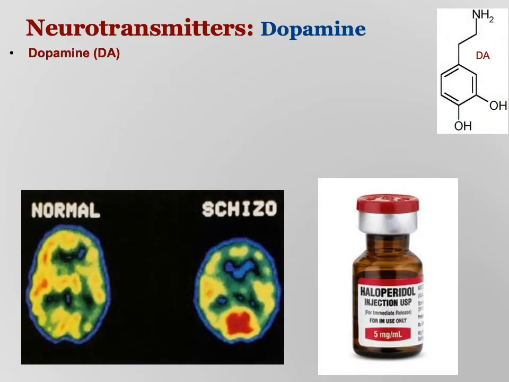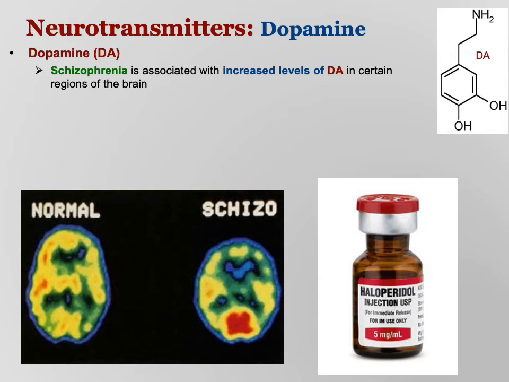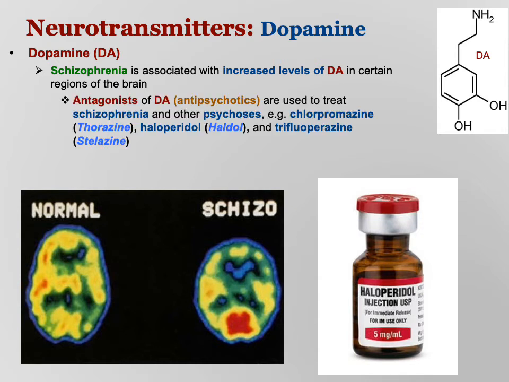Continuing with dopamine, schizophrenia is also associated with increased levels of dopamine in certain regions of the brain. This is known as the dopamine hypothesis of schizophrenia. Now, there's some evidence for it and some evidence against it. So it's not totally agreed upon, it's not totally clear, but it does seem clear, at least to some extent, schizophrenia and dopamine are connected, at least to some degree. And that's why many antagonists of dopamine are drugs that we call antipsychotics, used to treat schizophrenia and other psychoses.